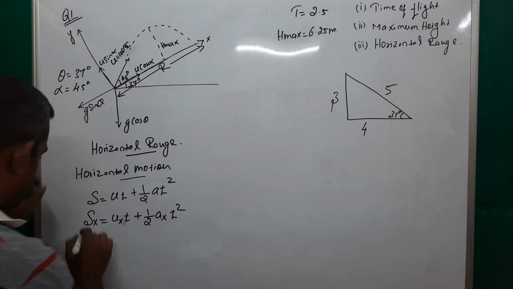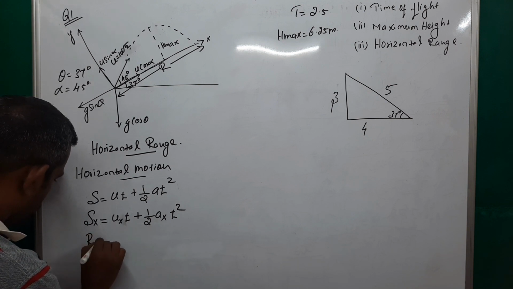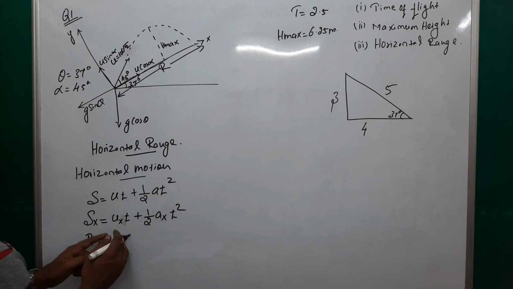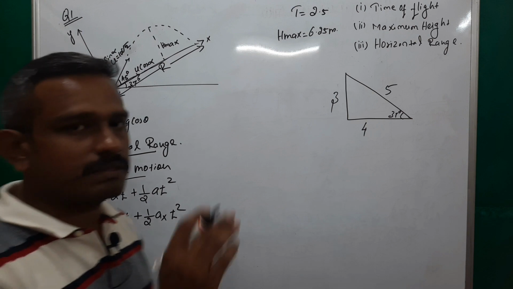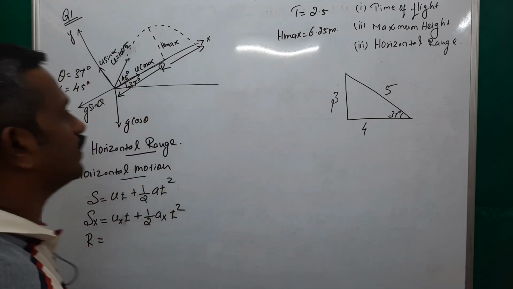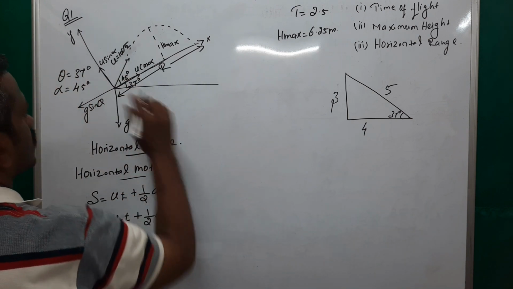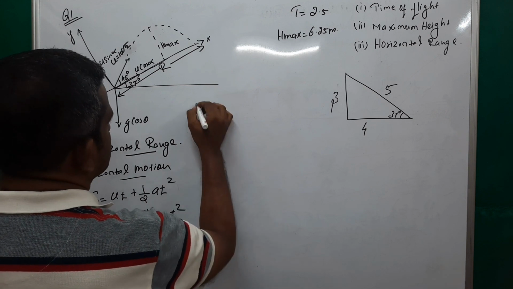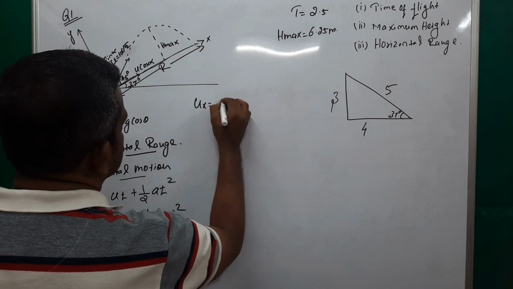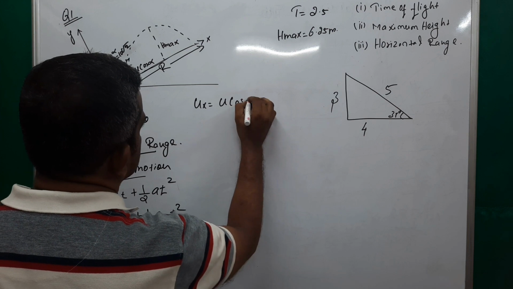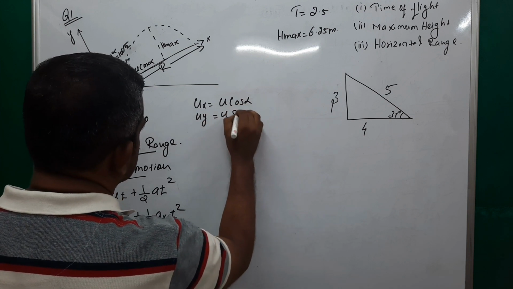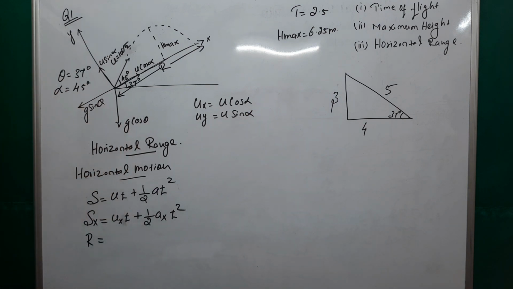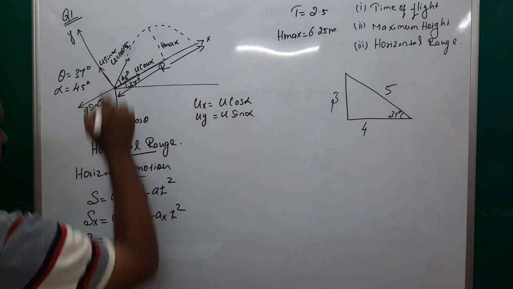So, Sx equal to r. Okay, r is equal to Ux, that is U. What is Ux? That is U cos alpha, the velocity in the horizontal direction. So Ux is U cos alpha, and Uy is U sin alpha. So what is the value of U? That is 10 root 2.